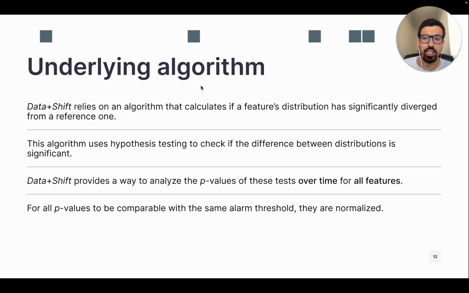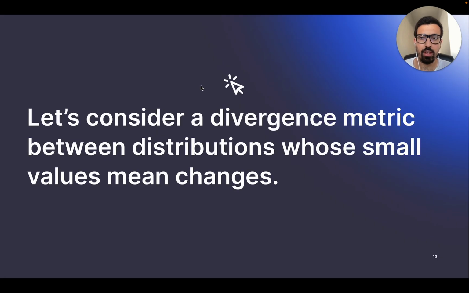In this way, DataShift relies on an algorithm that calculates if a feature distribution has significantly diverged from a reference one, typically the training one. It uses hypothesis testing to check if the difference between distributions is significant or not. In practical terms, DataShift is the interface for the user to analyze the p-values of these tests over time and for all features. And for all features to be comparable with the same alarm threshold, we normalize them. For this presentation, let's keep in mind that what is really important to consider is that we have a divergence metric between distributions whose small values mean changes in the data.